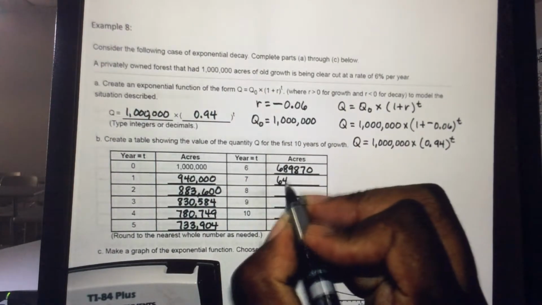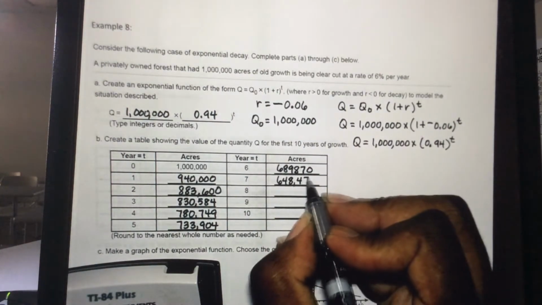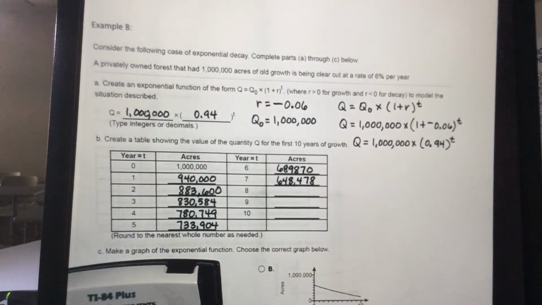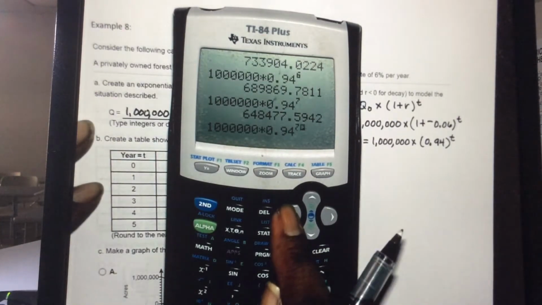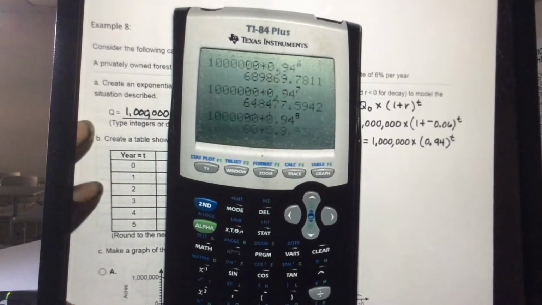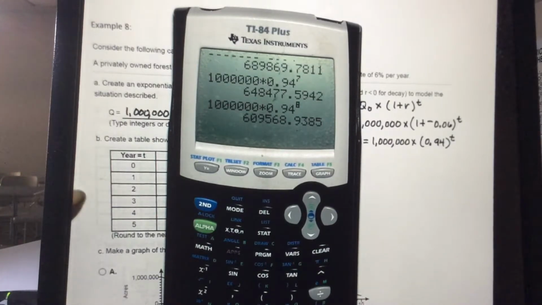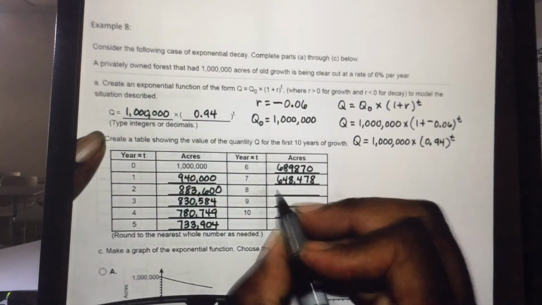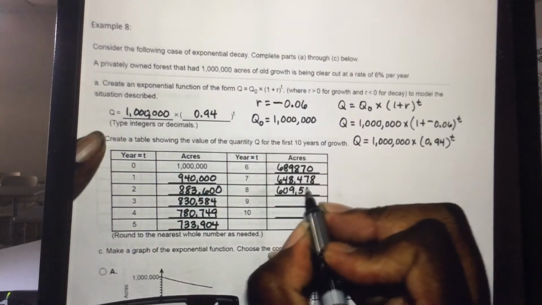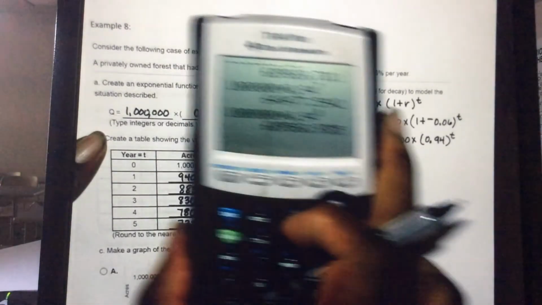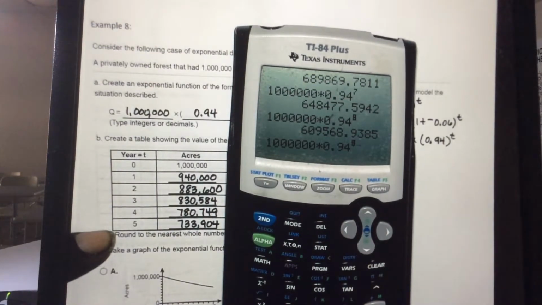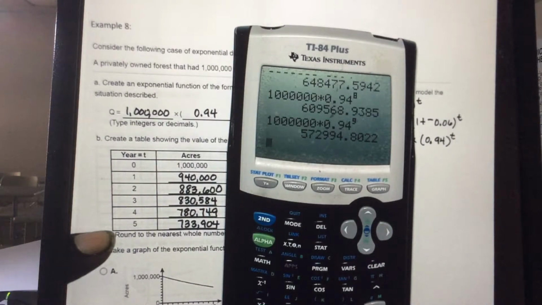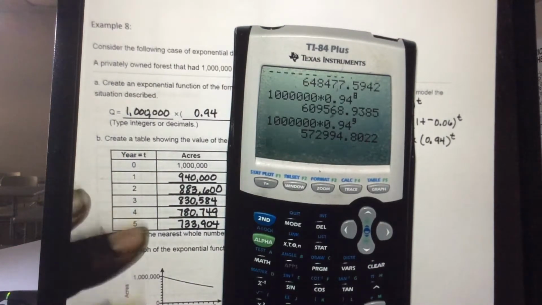So 648,478. And then for year number 8. So you pretty much get the idea of what I'm doing here. This will be 609,569 to the nearest whole number. And then year 9. Change that to a 9. That will be 572,995.